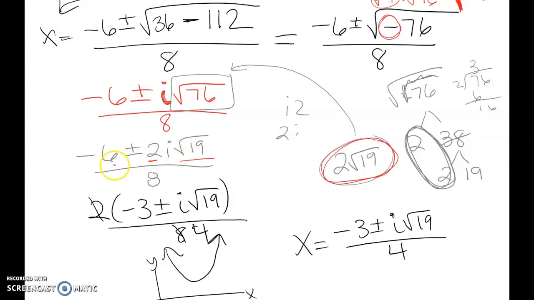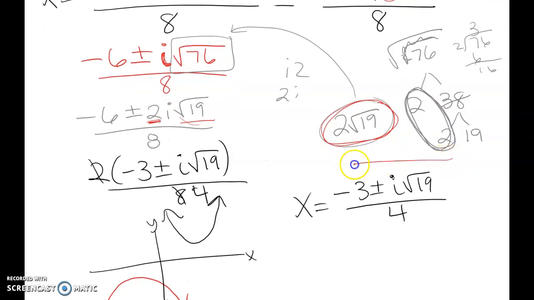And the last thing I did was, since there was a negative 6 and a 2 and an 8, I knew all of these could be reduced by 2. And so if I divide by 2 here, I got negative 3. If I divide by 2 here, I got 1i. And if I divide by 2 here, I got 4. Now notice that I didn't do it to what's inside the radical. I did it to the coefficient of the radical. And so my final solution was this.